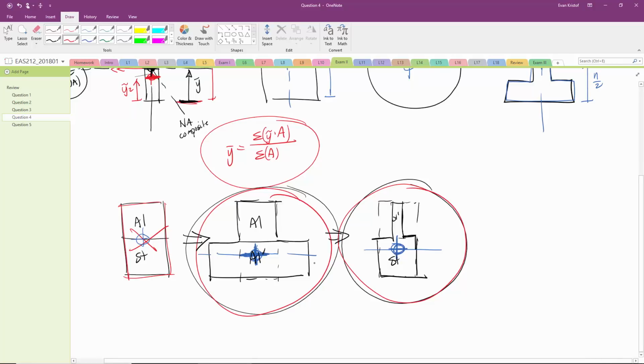And I would point out that the distance for either of these, like the y bar value for either of these transform beams, will be exactly the same. It doesn't matter if you change it all aluminum or all steel. The distance to the centroid from the bottom will be the same.